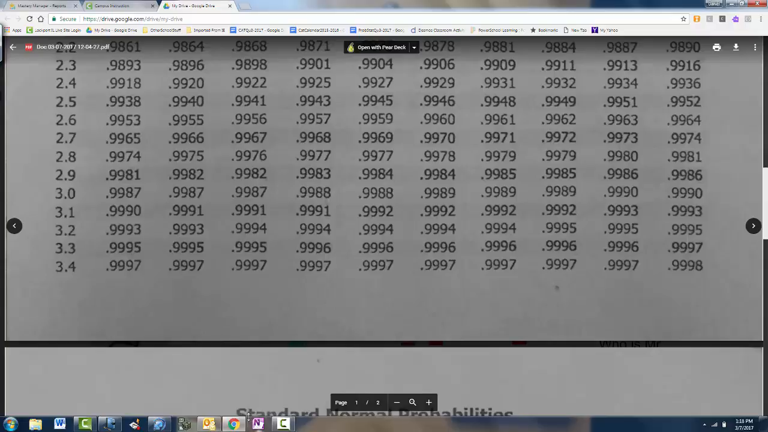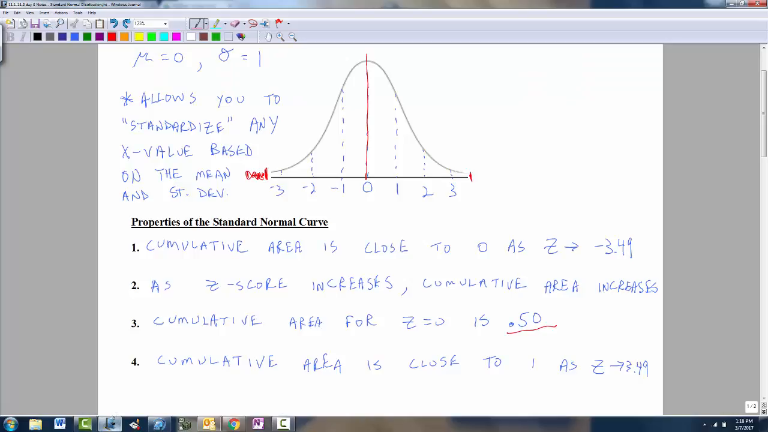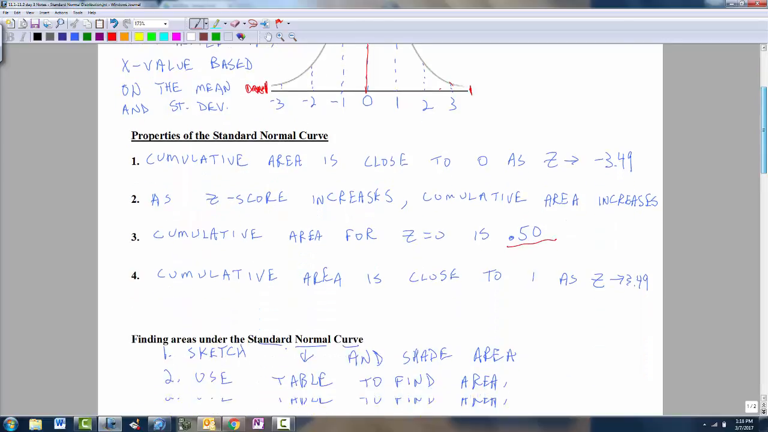Okay, and we could see that in our actual notes. So I'm just kind of showing you how to read this as well, because that's what today's all about. So here's 3.49, almost 100%. It was 99.98% of the data is shaded to the left of that value. That's how we read that, and that's how we read z-score.